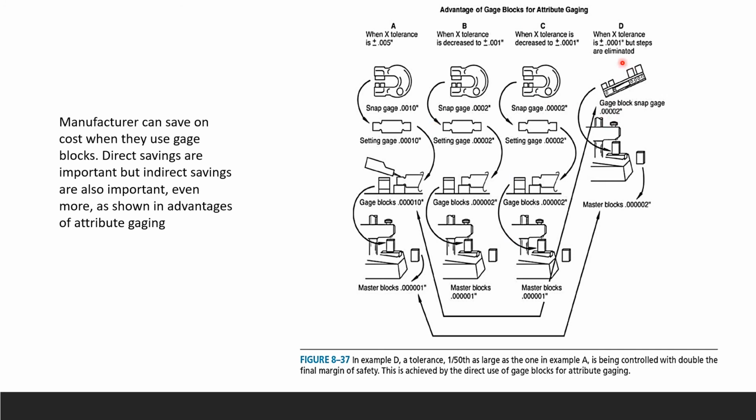So A, B, C, and D. When the tolerance is in this range, and when the tolerance is decreased to this range, then you do that. When the tolerance is decreased to this range, again, you do this. When the tolerance is this, but steps are eliminated, then you do this. This is just an example of how to use a step gauge in attribute gauging.